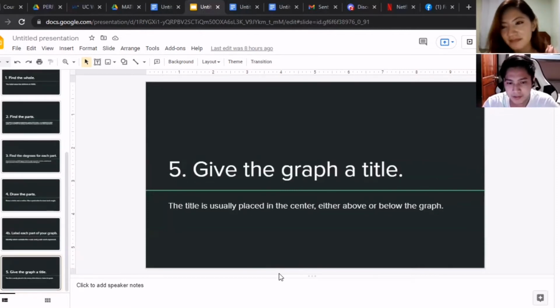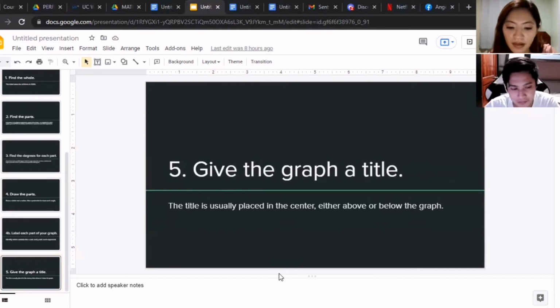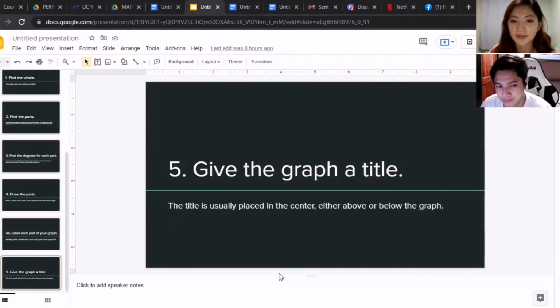Step 5. Give the graph a title. The title is usually placed in the center, either above or below the graph. The last part is give the graph a title. Your graph isn't complete without a title that summarizes what the graph itself depicts. The proper form for a graph: this is y-axis variable versus x-axis variable.